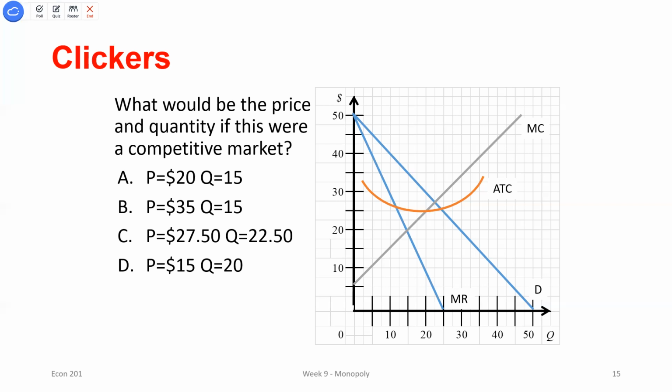So the equilibrium price and quantity would be right here. It looks like 22.5 would be the quantity, if I'm following this right. And then 27.5 would be the price.